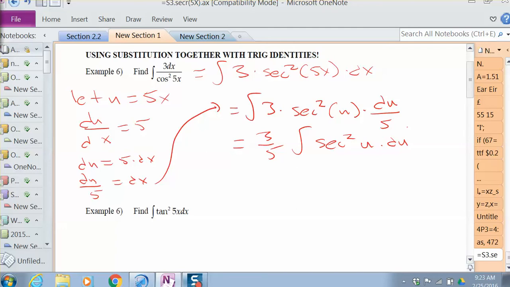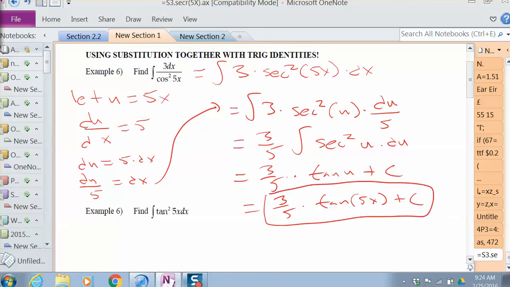Again, as I mentioned about a minute ago, we know the antiderivative of secant squared x is tangent x, because the derivative of tangent x is secant squared x. So now I just do my antiderivative, and then I bring the 5x back in. So this is how I'd use substitution to evaluate the indefinite integral of 3 dx over cosine squared 5x.